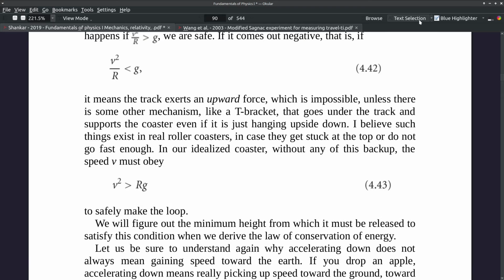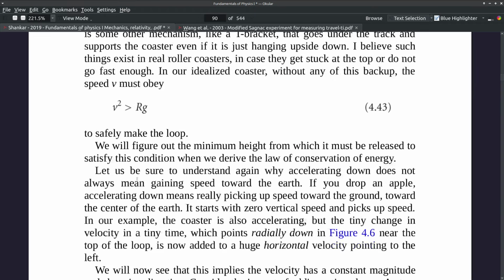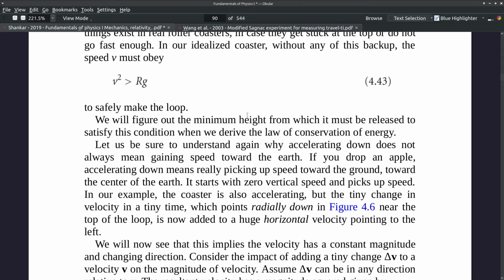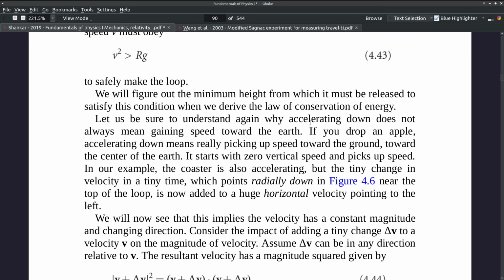It means that the track exerts an upward force, which is impossible unless there is some other mechanism, like a T-brake that goes under the track and supports the coaster, even if it's hanging upside down, just as we're hanging upside down. I believe such a thing exists in real roller coasters in case they get stuck at the top or do not go fast enough. In our idealized roller coaster without any backup, the velocity obeys equation 4.3 to safely make the loop. We will figure out the minimum height from which it must be released to satisfy the conditions when we derive the laws of conservation of energy.